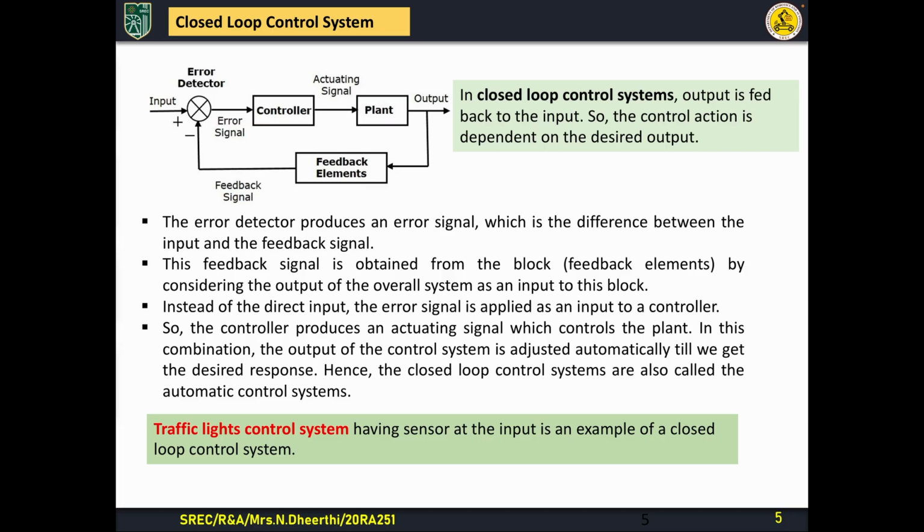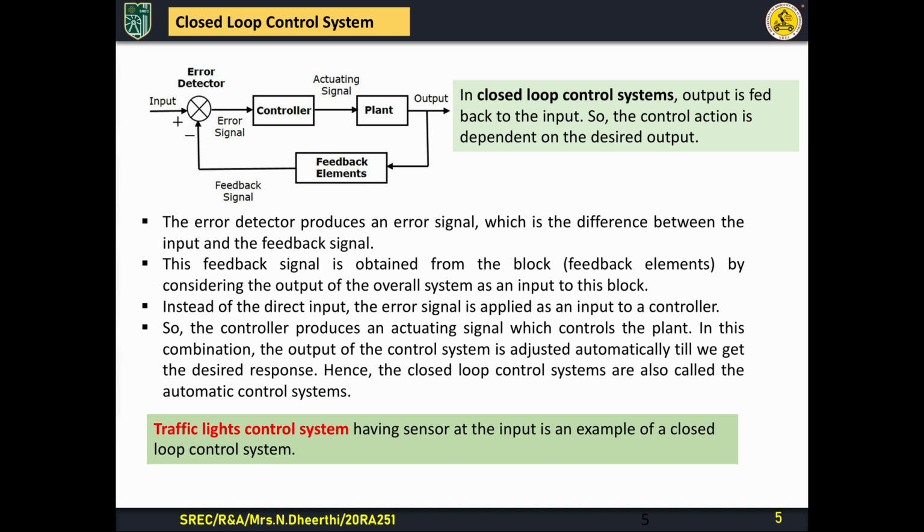So the feedback from the output is taken and given to the error detector. The error detector gives an error signal to the controller. The controller gives an actuating signal to the system or the plant. So in a closed loop control system, the output is fed back to your input. Your control action is dependent on your desired output, so the controlling action depends upon your desired output.